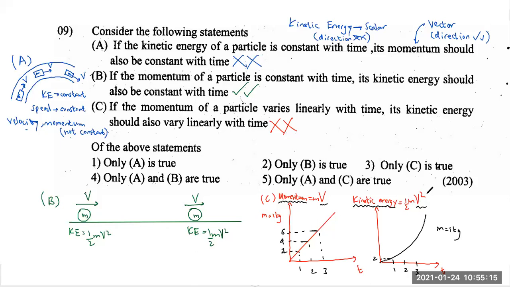Half into 1 into 4 square, and that will be 8. So 2, and the next one will be 8. Right. And the next one, after 3 seconds, momentum is 6. If momentum is 6 after 3 seconds, with 1 kilogram, velocity is 6. So when the velocity is 6, what is the kinetic energy? Half into 1 into 6 square is 18. Therefore, you can see the gap between the values keeps increasing. That's why the curve bends upwards like this. So the answer is only B correct. Therefore, the second option should be the most accurate answer.